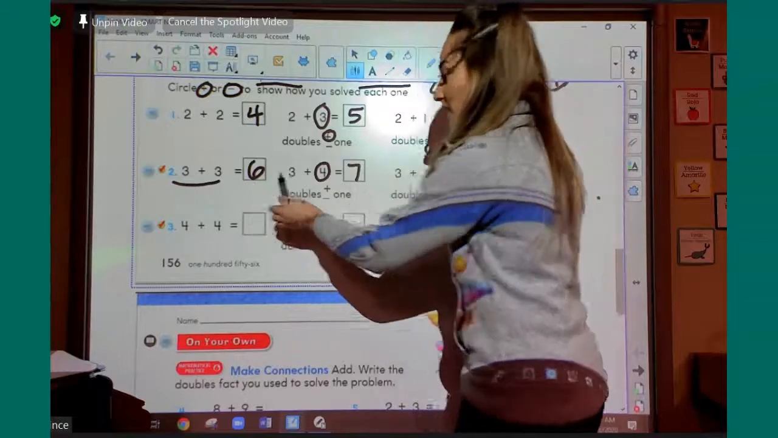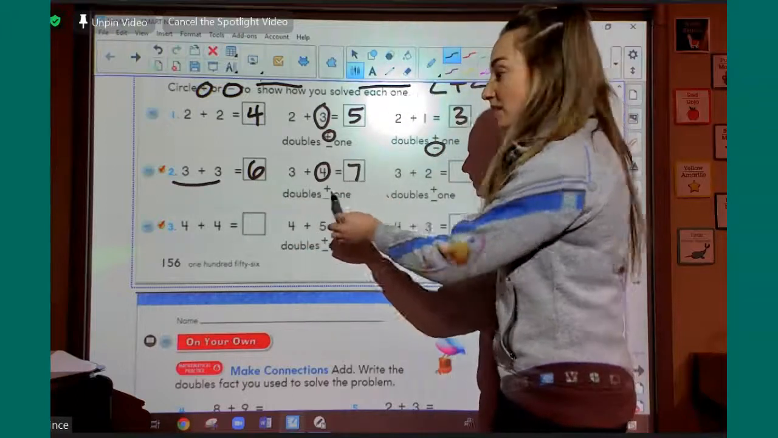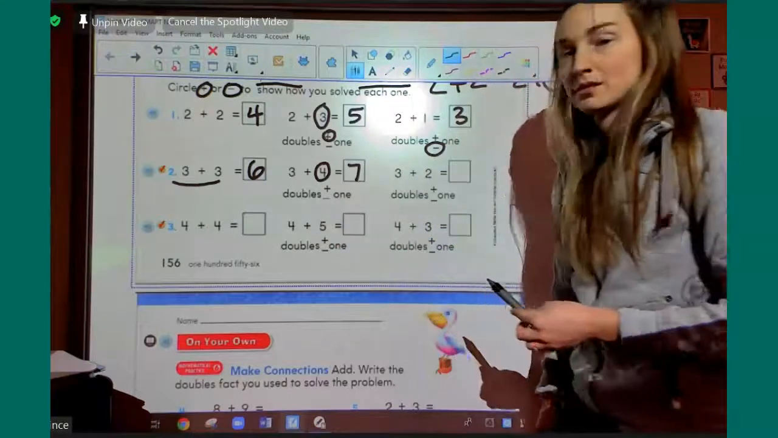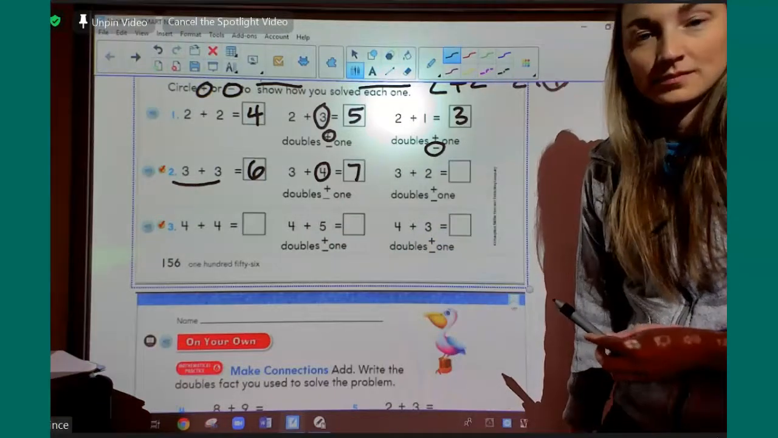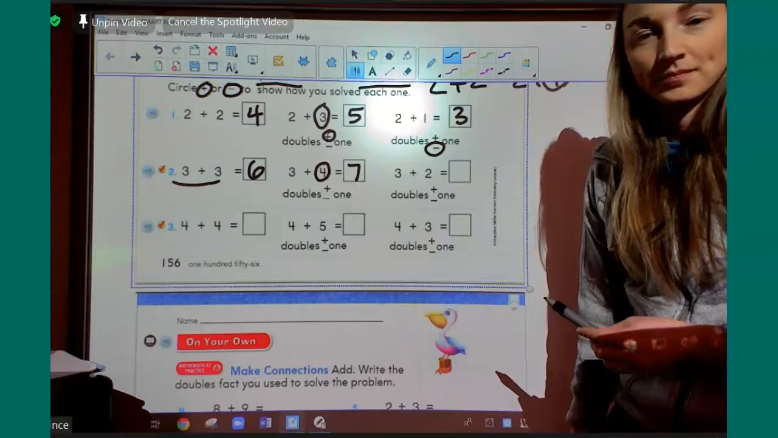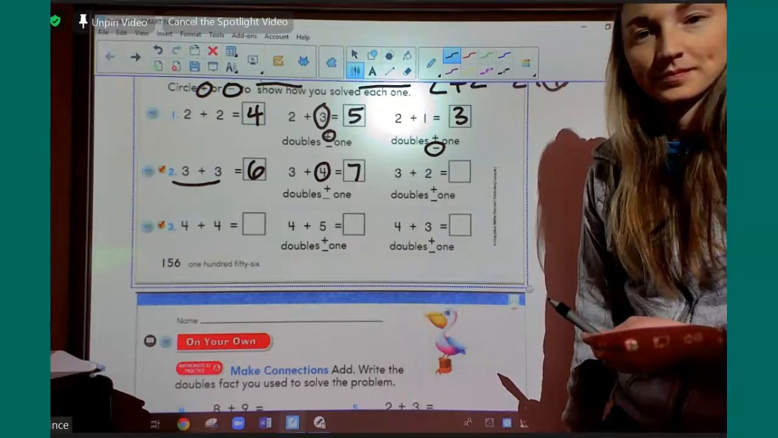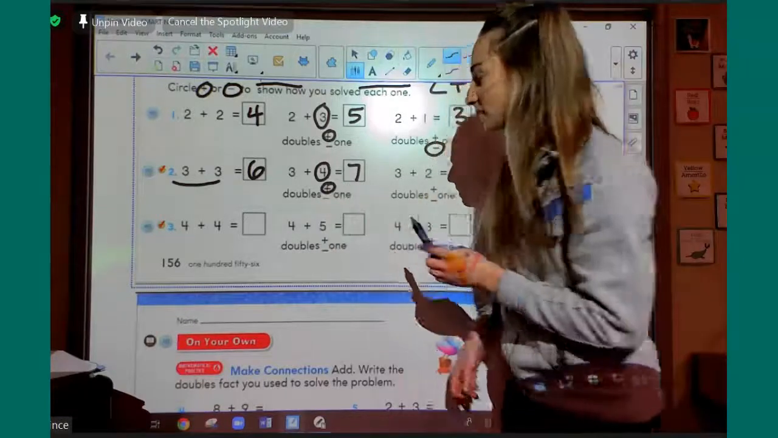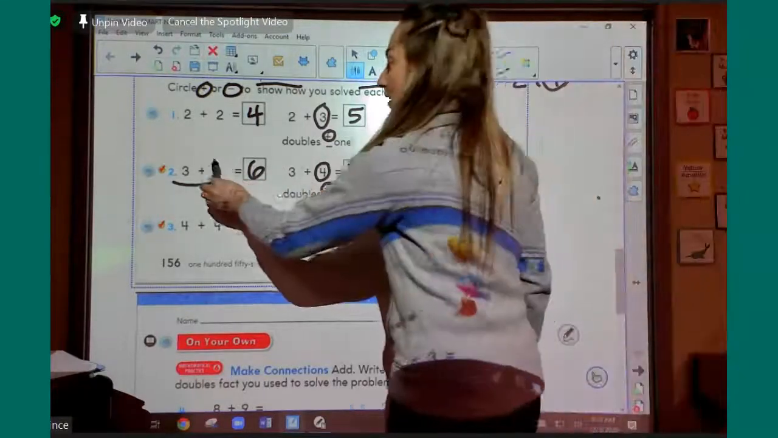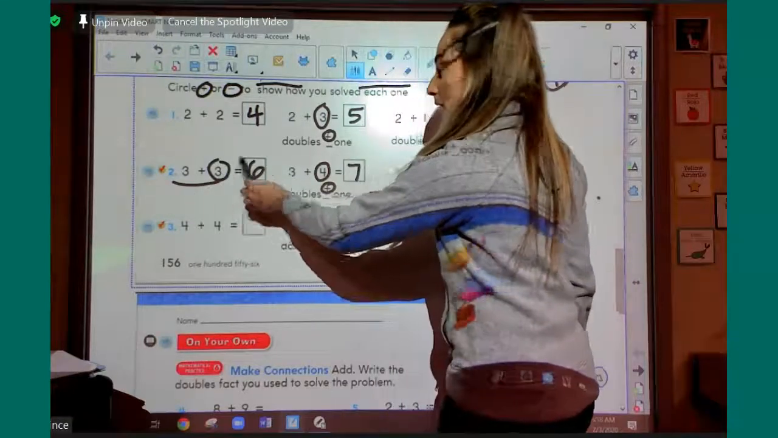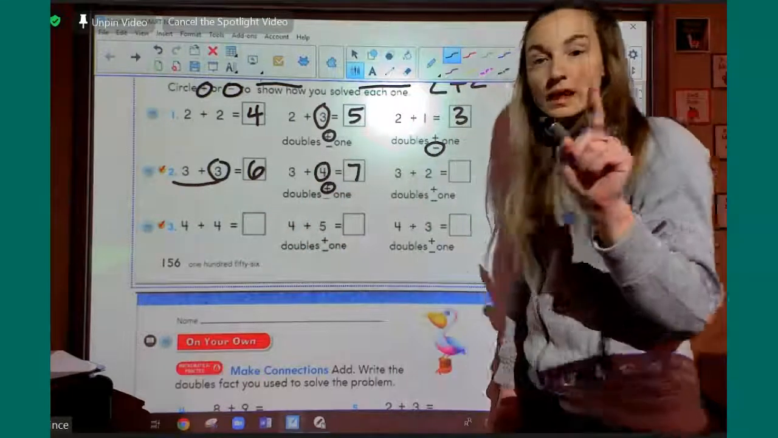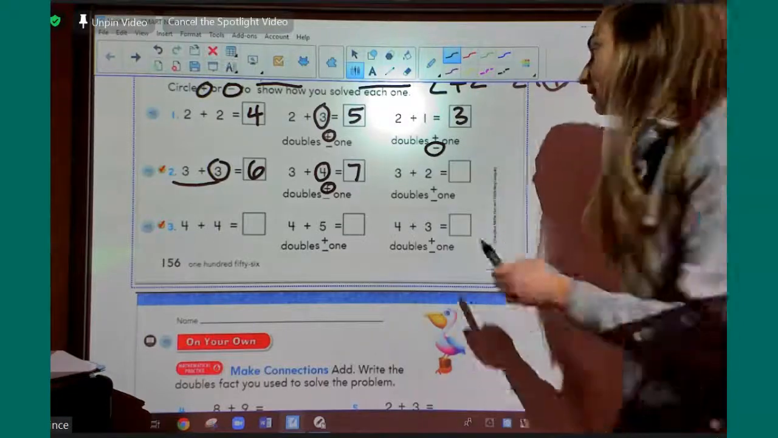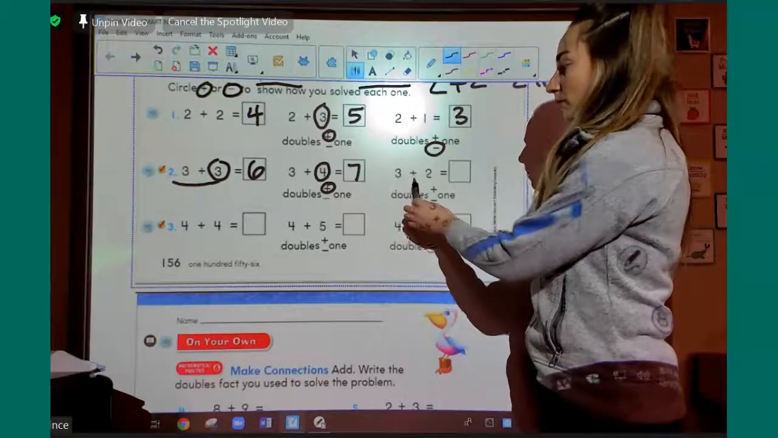Looking between 6 and 7, did we do doubles plus 1 or doubles minus 1? Plus 1. Good job. So we circled the plus sign. This number here went from a 3 to a 4. We had plus 1. All right. Alakai. 3 plus 2.